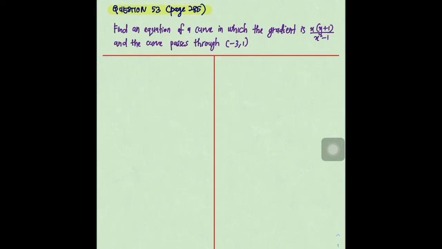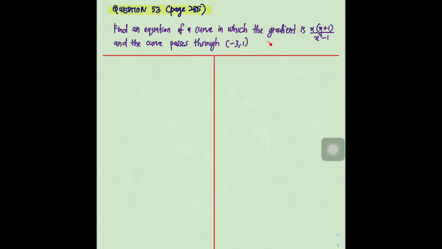Bismillahirrahmanirrahim. Now look at question 53, page 285. Find an equation of a curve in which the gradient is x(y + 1)/(x² − 1) and the curve passes through (−3, 1).